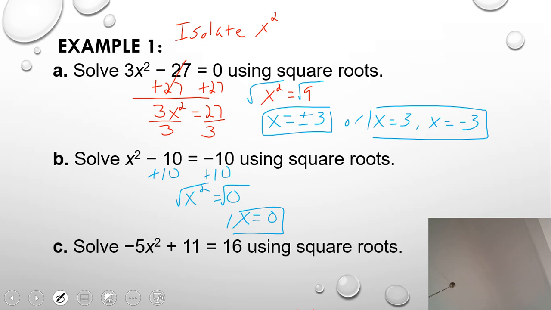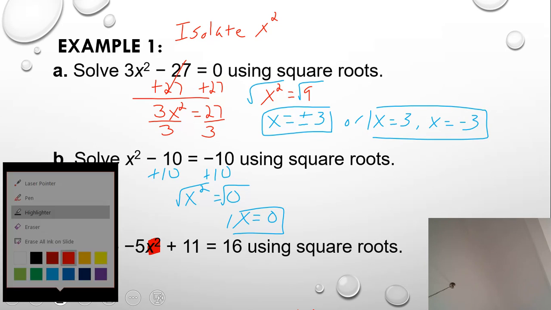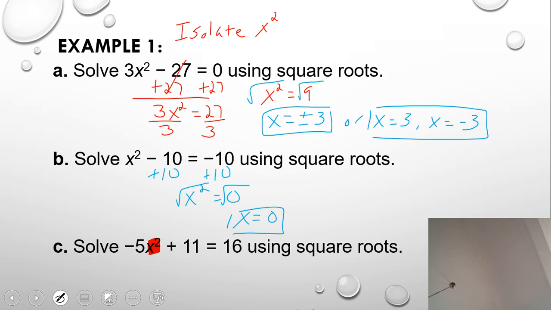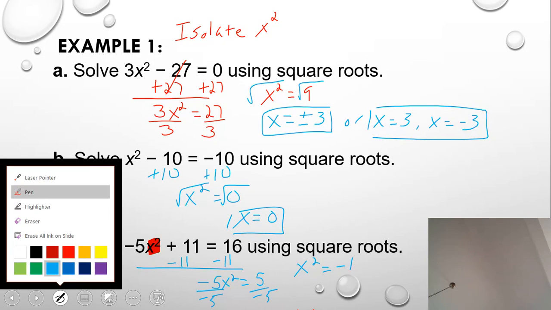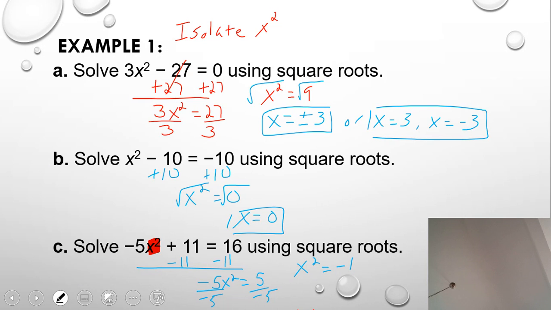And let's look at our last example. We have to get this x squared by itself, so we need to isolate this x squared here. So let's start. Just like you would solve any equation, let's subtract the 11 from both sides. So now we have negative 5x squared is equal to positive 5. Divide by negative 5 on both sides. And we have x squared is equal to negative 1. This is an issue.